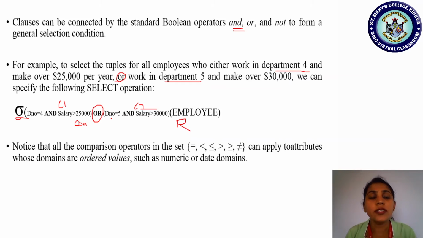Then notice that all the comparison operators in the set equal to, less than or equal to, greater than or equal to, not equal to can apply to attributes whose domains are ordered values such as numeric or date domains. So always these comparison operators, equal to, greater than, less than, not equal to, can be applied only to such attributes which have values in an ordered way, for example the value should be either numeric or some date kind of data. Is that clear?